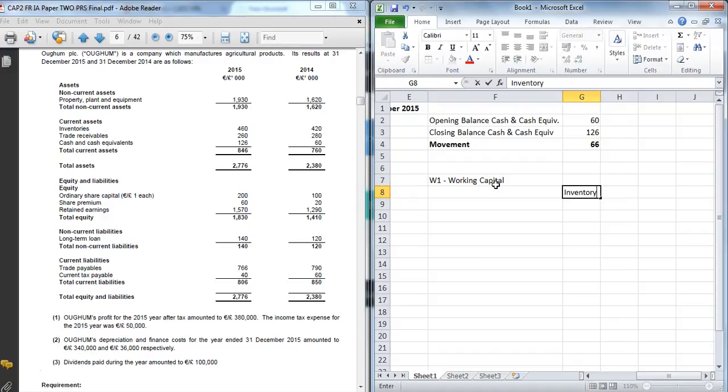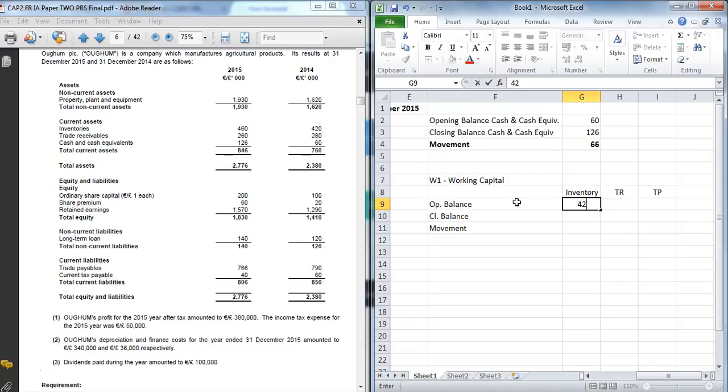We're going to look at inventory, trade receivables and trade payables. What you're typically looking at is the movement from the opening balance to the closing balance, and then we get our movement. So a lot of it is fairly straightforward at the outset.